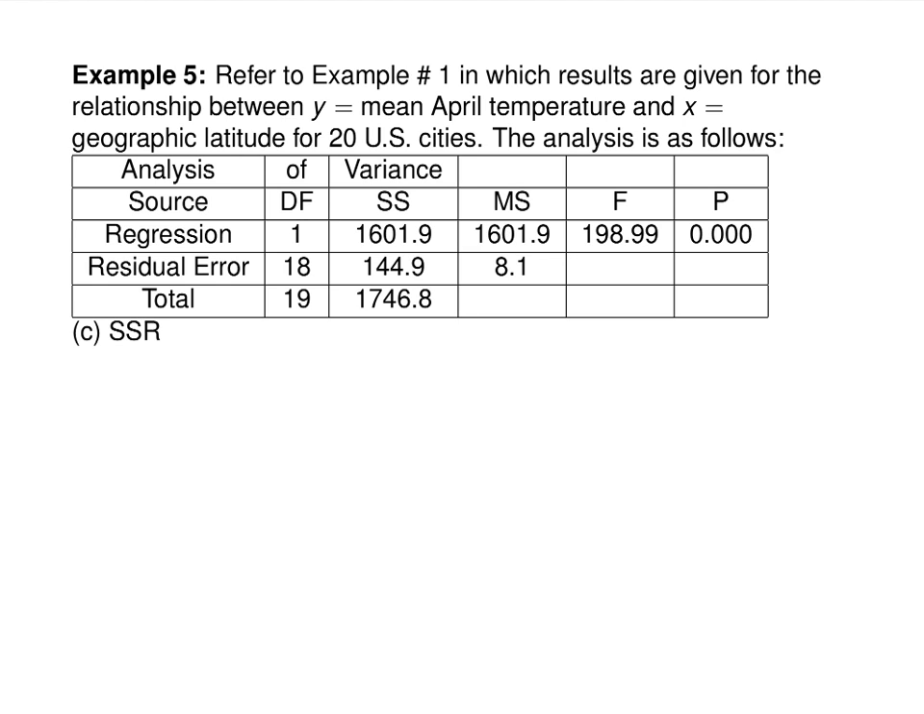And remember that SSR was equal to SSTO minus SSE? That was on that last page we had. So SSTO, this was the 1746.8 minus 144.9. 1601.9, and look, that's this guy. Sum of squares regression, which if you know that's what that is, go ahead and just say it.